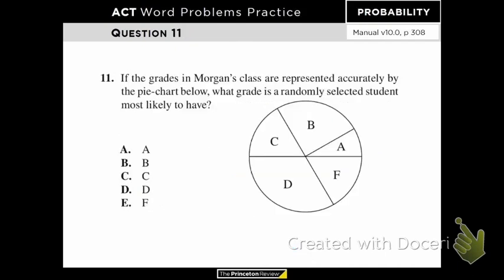All right, moving on to the next page, which is probability. So if the grades in Morgan's class are represented accurately by the pie chart below, what grade is a randomly selected student most likely to have? Well, with this, it's just looking at the section that is the biggest, okay? And so D would have the highest probability of being chosen because it has the biggest section.